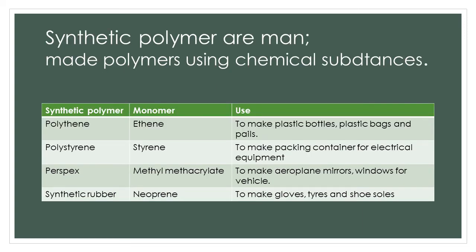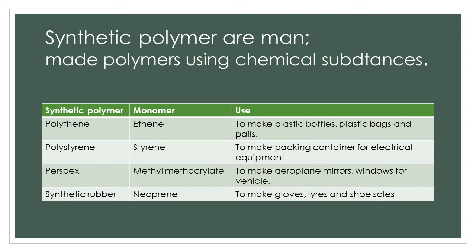Okay. Now, what is the meaning of synthetic polymer? Synthetic polymers are man-made. It's made by man. Man-made polymer using chemical substances. Okay, what is an example of synthetic polymer?